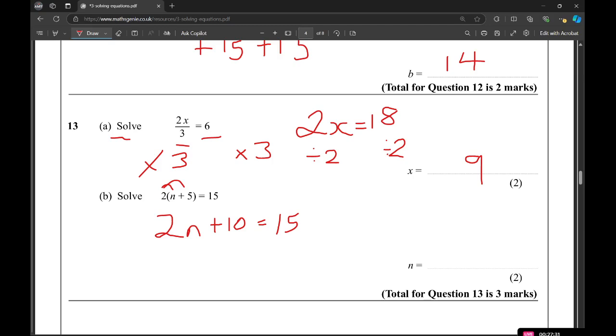I'm now going to subtract 10 on both sides. So you have 2n equals 15 minus 10, which is 5. I don't want 2n, I just want n or 1n. So divide it by 2 and we get 5 over 2 or 5 halves, or 2.5. But again, my advice here is to leave it as a mixed number.